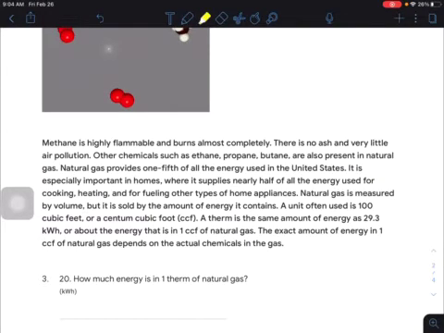A little bit of reading material. Methane gas, highly flammable. It's actually a pretty low pollutant for a petrochemical. It's used for heating homes. Nearly half the energy used for cooking and heating is natural gas. Natural gas is measured by volume, which we're going to see here in a second on the heating bill, but it's sold by the amount of energy that it contains.